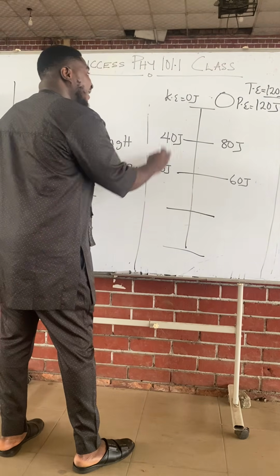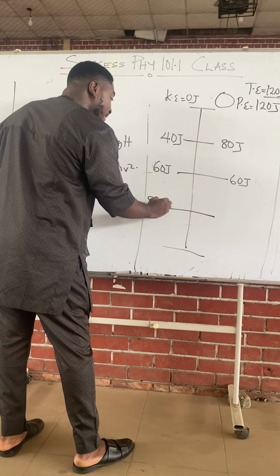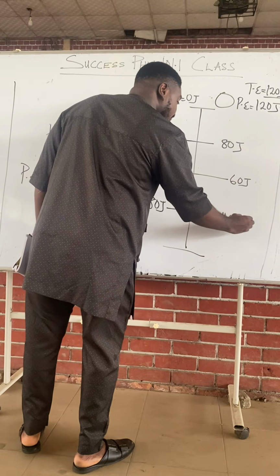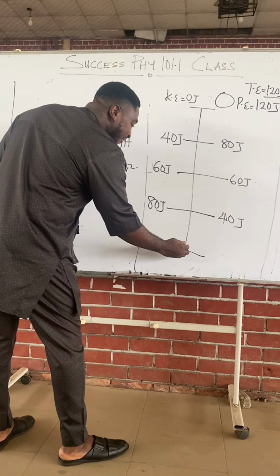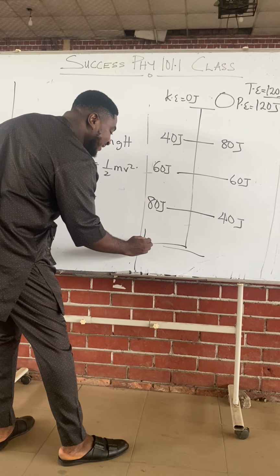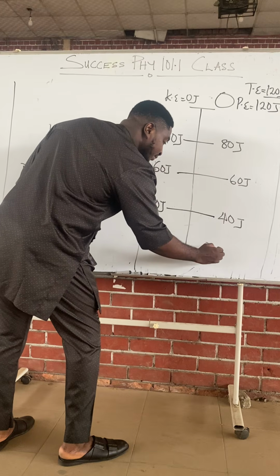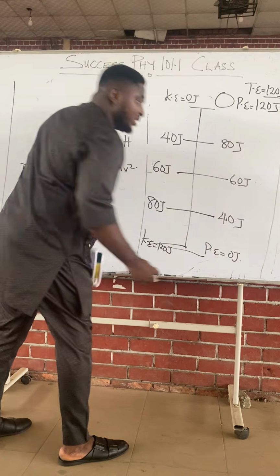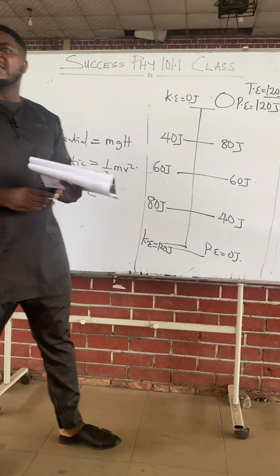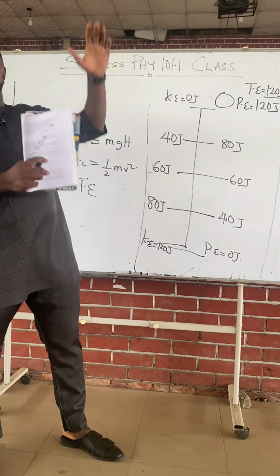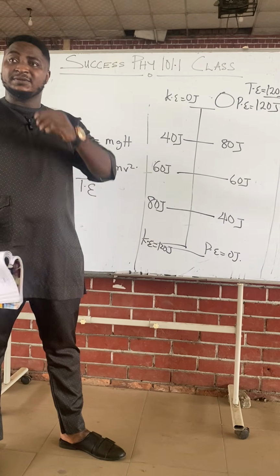As you're almost hitting the ground, kinetic is even increasing further, potential is reducing, and just at the ground level before it hits the ground, kinetic is maximum, 120, potential is 0. These are the changes that occur between potential and kinetic energy for a body falling from a height downward.